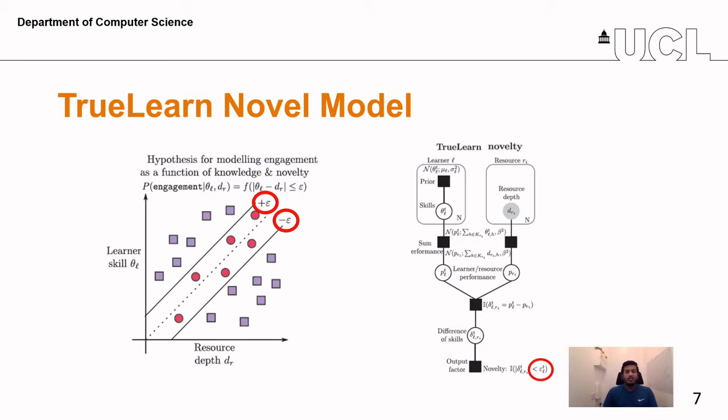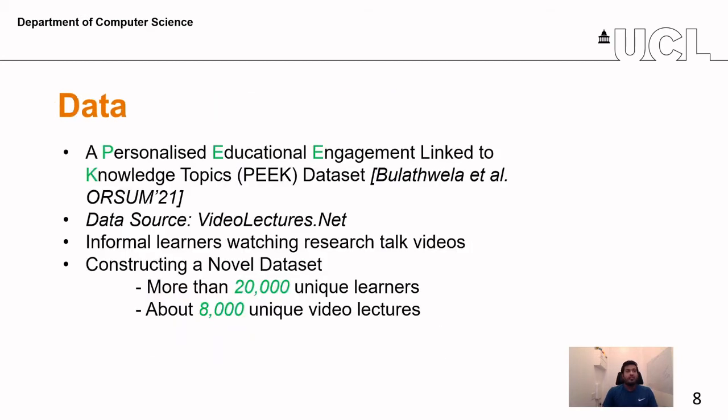Once we constructed this model, we identified a video lectures dataset that we can use to evaluate the predictive performance of this probabilistic graphical model. We used the peak dataset, which comes from videolectures.net, a very popular video lectures repository. And the dataset that we used contains learning sessions or video watching sessions from over 20,000 unique learners.